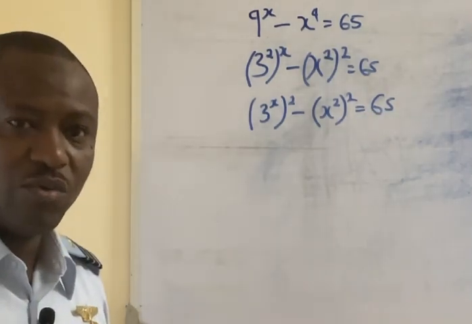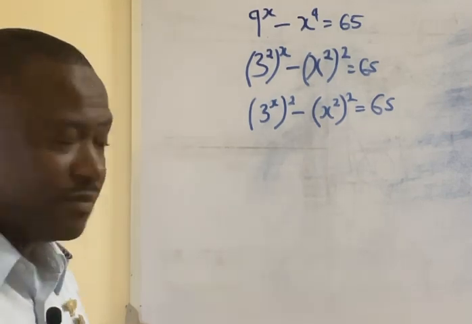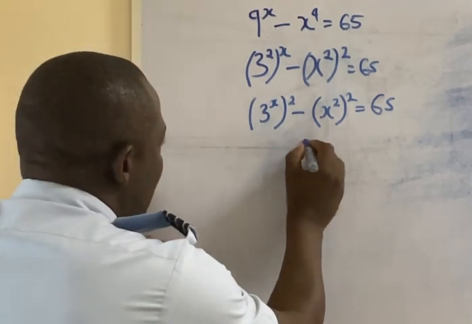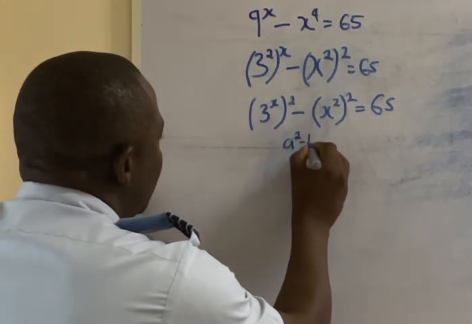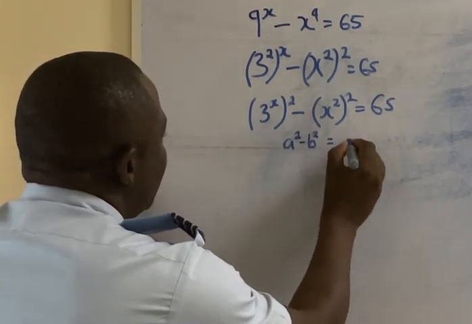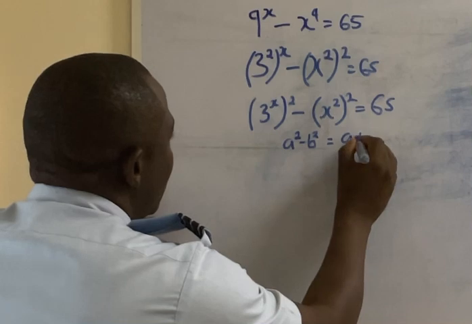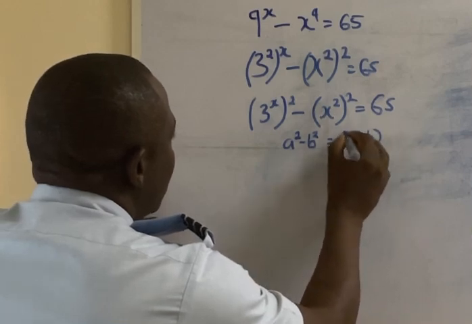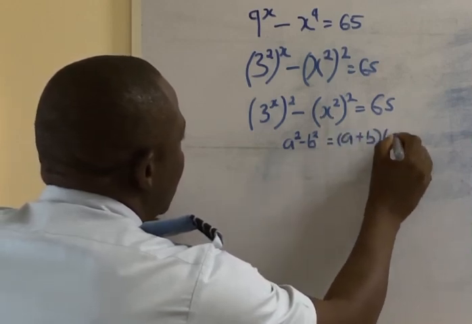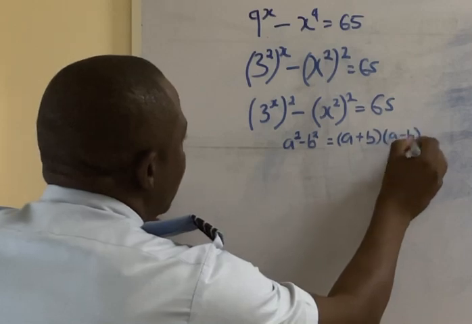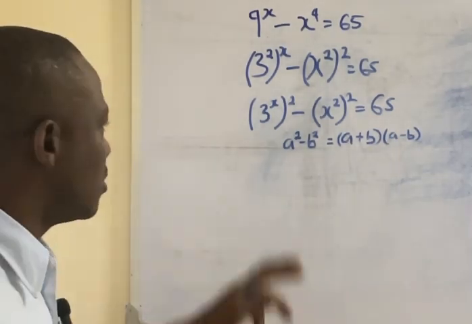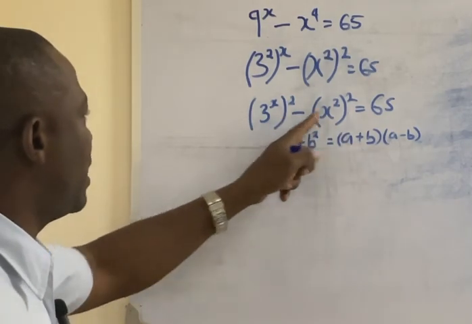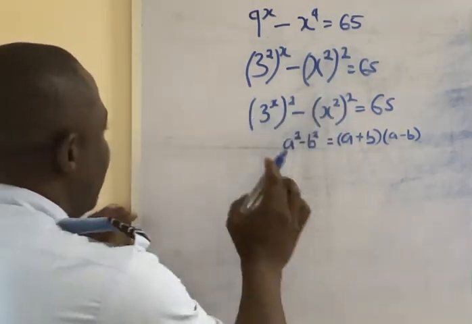Now, from here, we can see the difference of two squares. And what do we do when we have difference of two squares? We apply the formula. If we have a squared minus b squared, it is the same thing as a plus b, a minus b. This is the formula for difference of two squares. So we can apply it here because we have a square here, we have a square here.